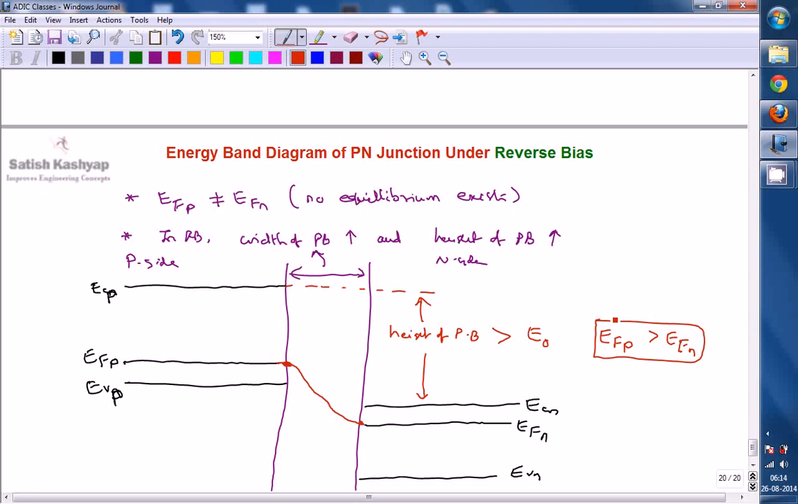And since the height is going to be very large, at that time no majority carriers can cross the junction, okay, whereas only minority carriers can cross the junction. So this is how to draw the energy band diagram under forward bias, reverse bias, and under open circuit.